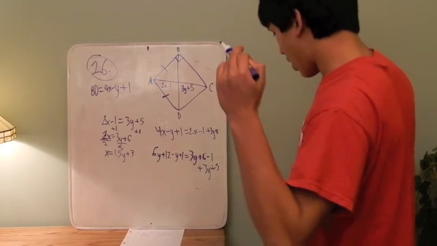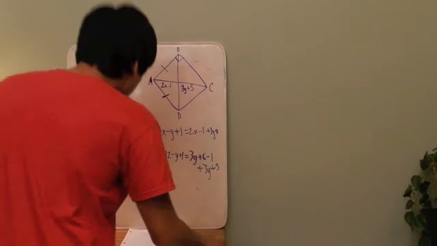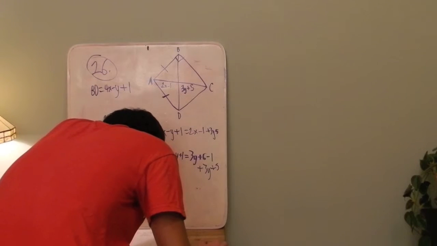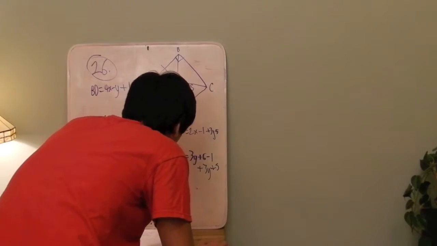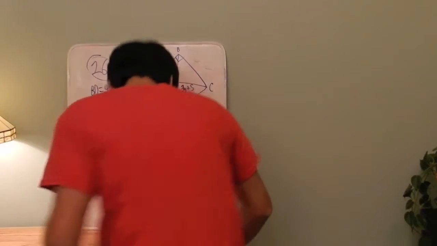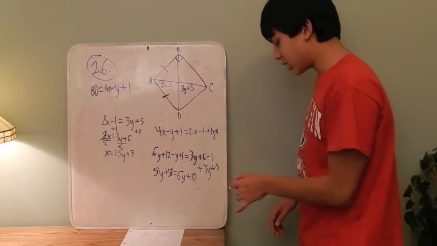Alright, now I'm going to simplify that and put all the like terms together. So that comes out to 5y + 13 = 6y + 10.